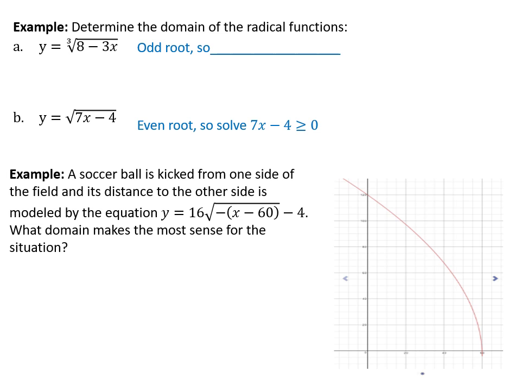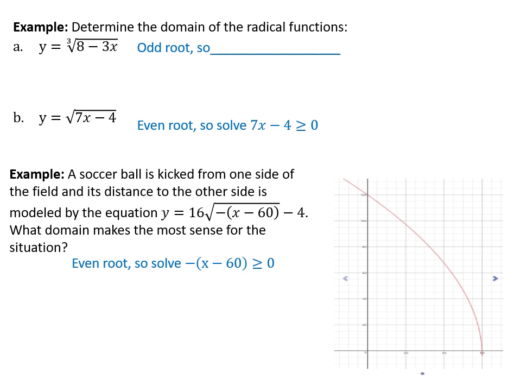On the third one, we've got a real-world example. A soccer ball is kicked from one side of the field, and its distance to the other side is modeled by the equation y equals 16 times the square root of negative 1 times the quantity x minus 60, all of that minus 4. What domain makes the most sense for the situation? Then we've got a picture of the graph over here. Well, first off, is it an even root? Yes.